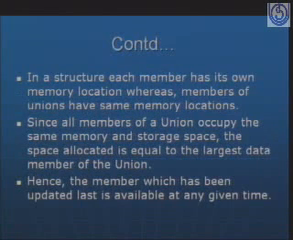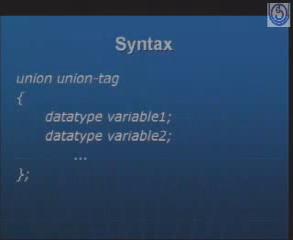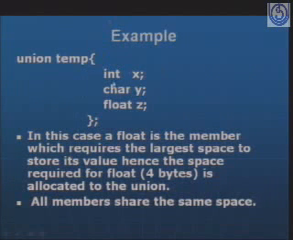This is a comparison. In a structure, each member has its own memory location, whereas members of unions share the same memory location. Since all members of a union occupy the same memory and storage space, the space allocated for a union is equal to the largest data member of the union. Hence, the member which has been updated last is available at any given point of time. So let me show you one example. This is the syntax similar to that of the structure, and this is the example. Here temp is a union, with int x, character y, and float z.